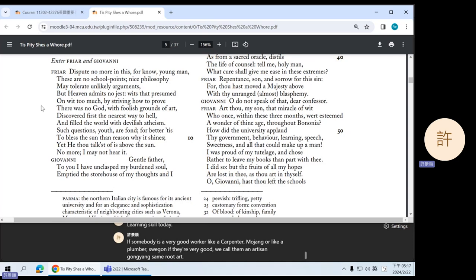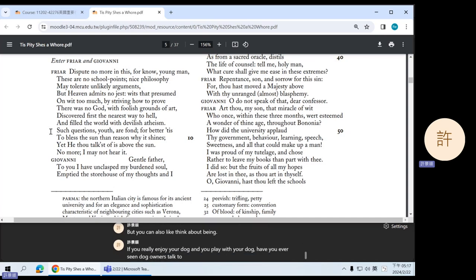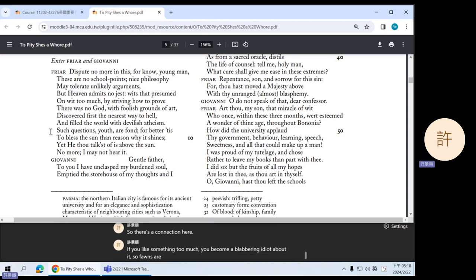Even words that seem like they have different meanings, right? The word fond. Today, to be fond of means to like or to enjoy. But think about it: if you really enjoy your dog and you play with your dog, have you ever seen dog owners talk to their dogs? Like using that kind of baby pet voice, saying stupid stuff to their dogs? So there's a connection here. If you like something too much, you become a blabbering idiot about it. So fond's original meaning is foolish.